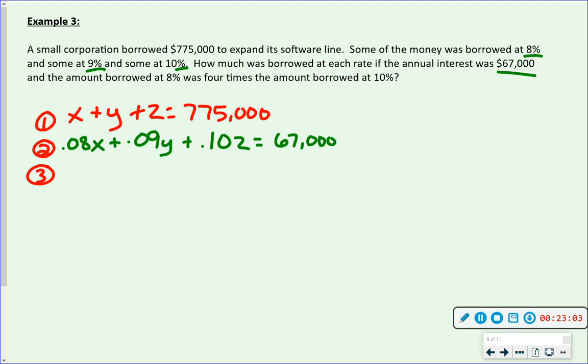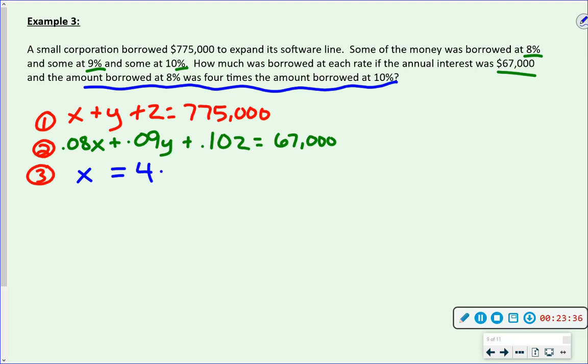Okay, final equation. Think about this. The amount borrowed at 8% was 4 times the amount at 10%. Okay, so read it close. First off, which variable is the 8% variable? X. Was is the past form of is. What does is mean in math? 4 times.